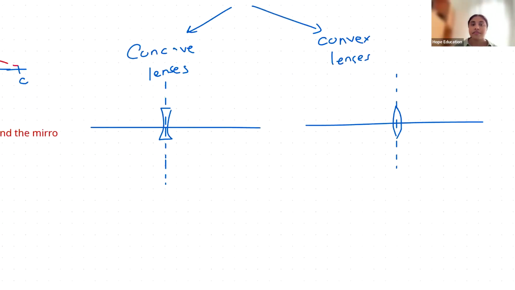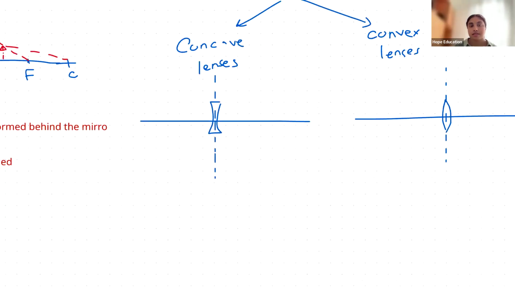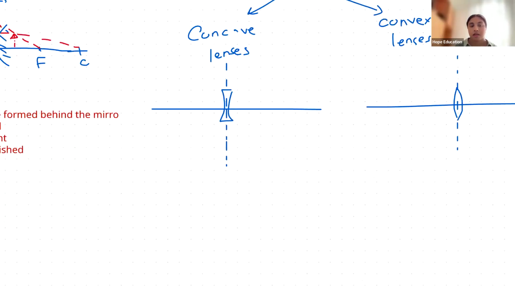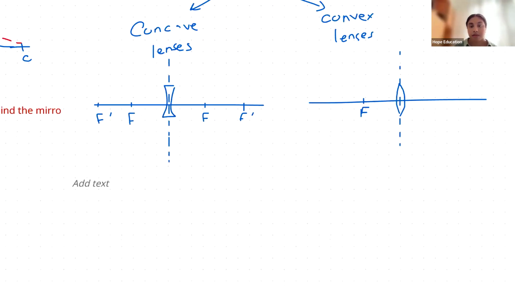How many ray diagrams did we learn in concave lenses? Others? Vinuti, yes. What about others?